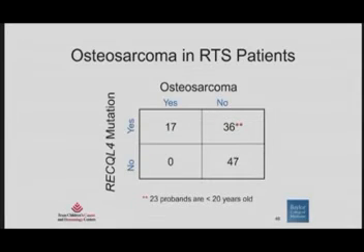This is just another way to look at the data. And what you see is that there are patients with osteosarcoma or without, and patients with or without RECQL4 mutations. All the patients with osteosarcoma, 11, had RECQL4 mutations, whereas none of the patients without mutations developed osteosarcoma. Again, suggesting that having RECQL4 mutations highly predisposes to developing osteosarcoma.